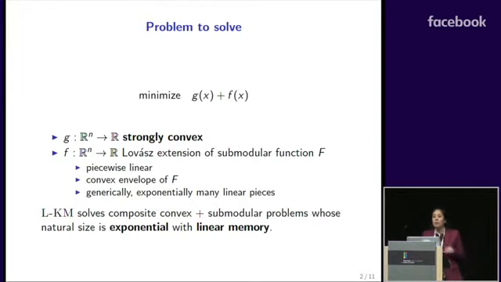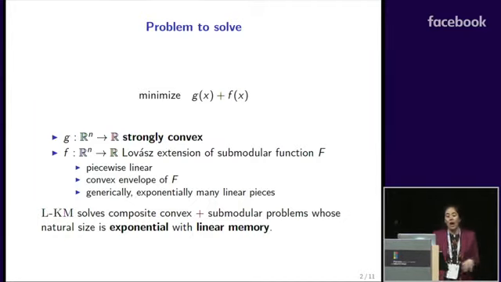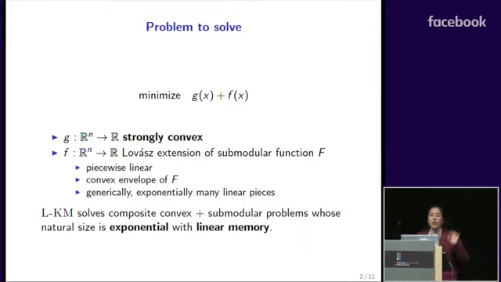For this talk, what's important about the Lovász extension is it's a piecewise linear convex function that generically has exponentially many pieces. These functions generalize the L1 norm. They're useful for regularizing a lot of learning problems. So these problems generically have exponential representation complexity. But we're showing you how to solve them using linear memory and getting linear convergence when g is smooth and strongly convex.